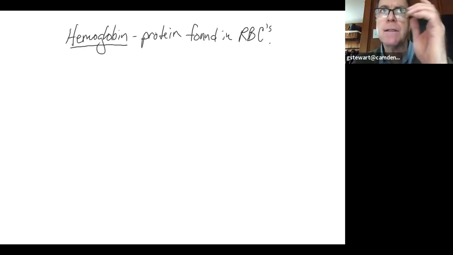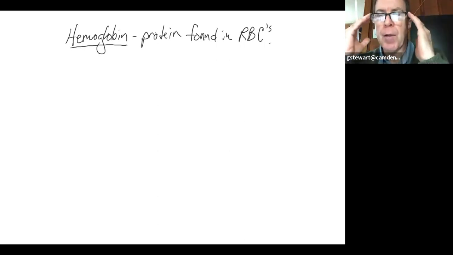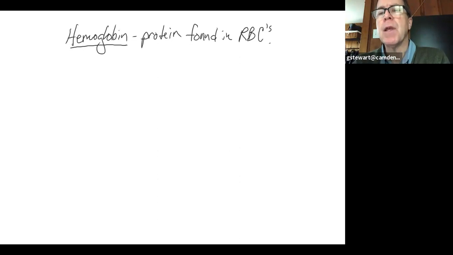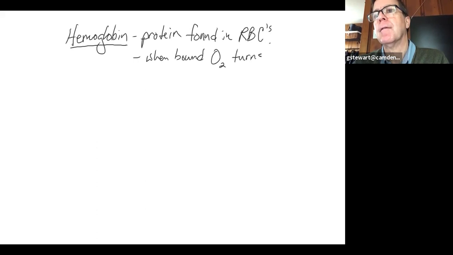And what it does is it carries oxygen. That's how our red blood cells carry the oxygen that we breathe in our bloodstream. But when oxygen binds to hemoglobin, it makes it turn bright red. So I'm just going to write, when bound to oxygen, it turns a bright red.